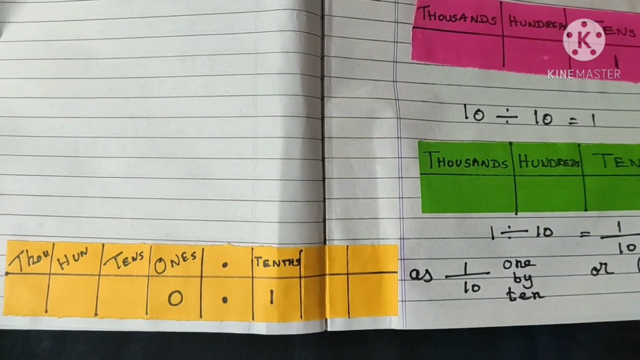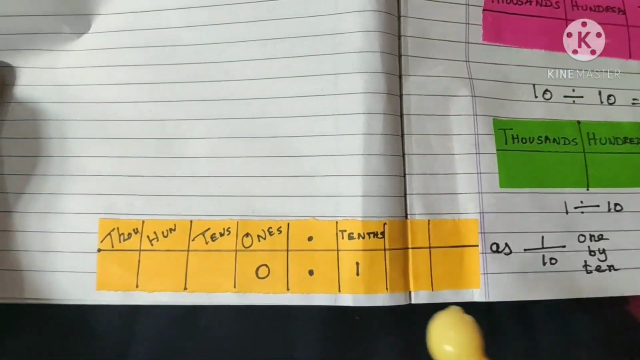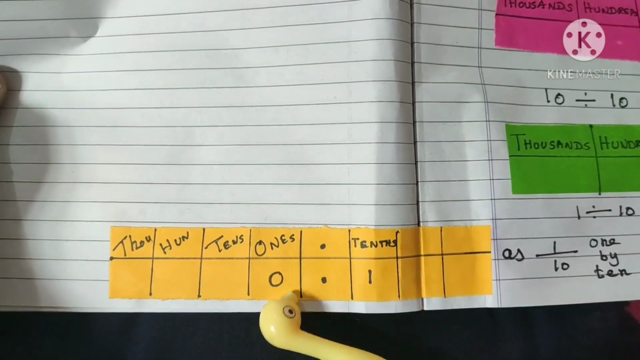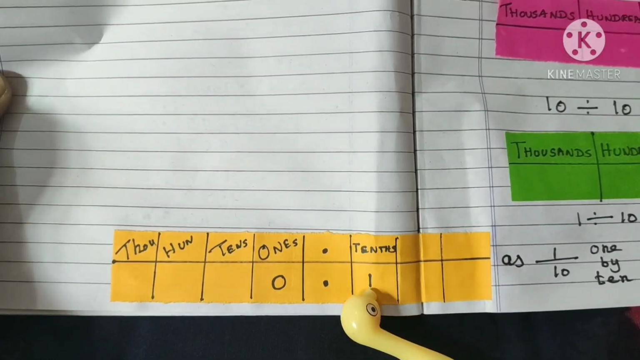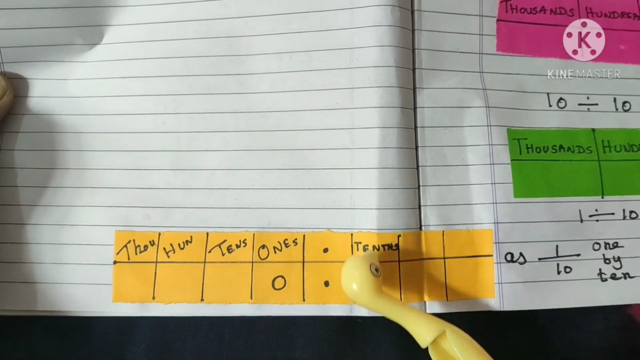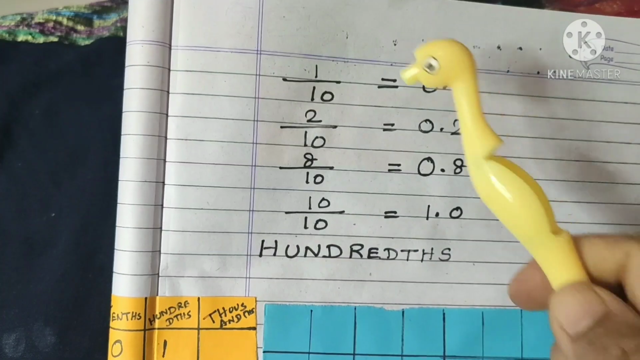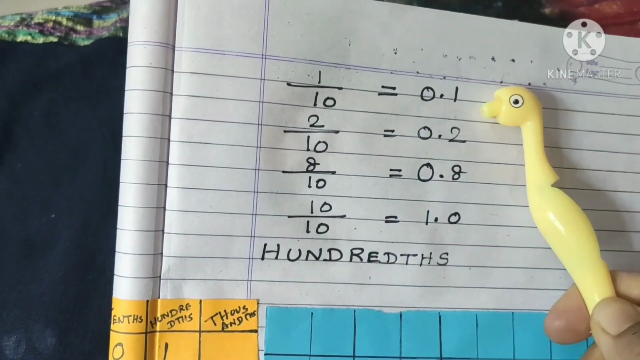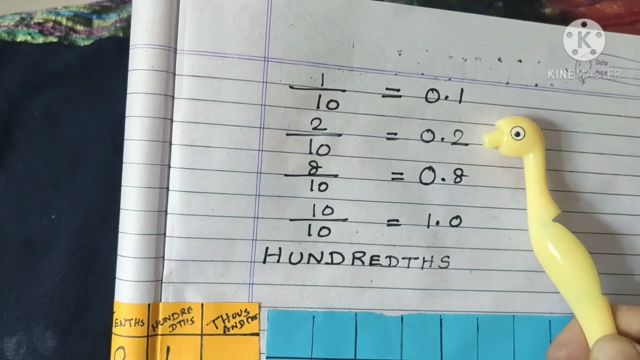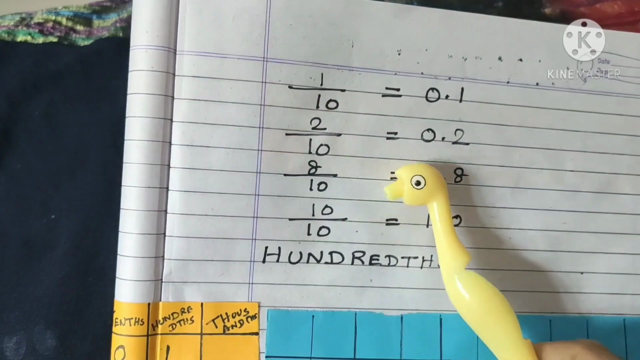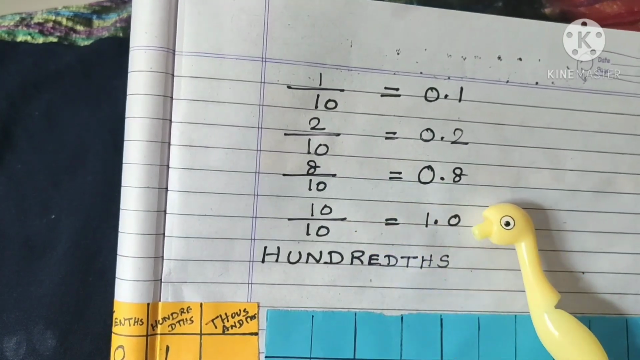Now 1 upon 10, how are we going to represent it in the place value chart? Look, after the ones place and the decimal point, the 1 has to be placed in tens place. 1 upon 10 is equal to 0.1. 2 upon 10 is equal to 0.2. And 8 upon 10 is equal to 0.8. 10 upon 10 is equal to 1.